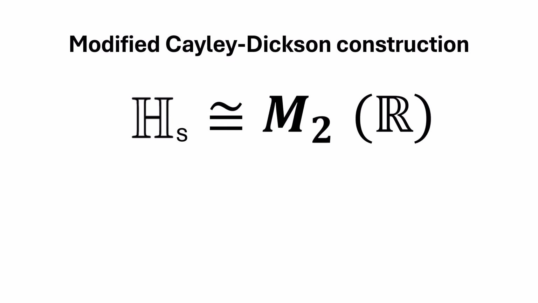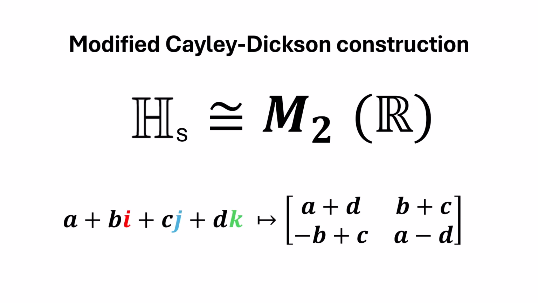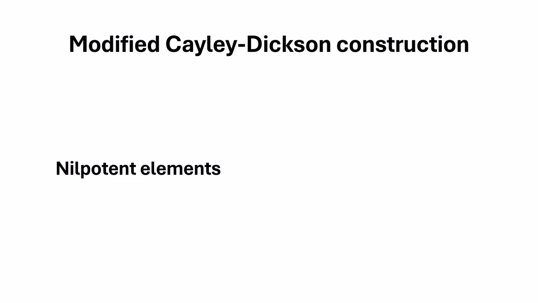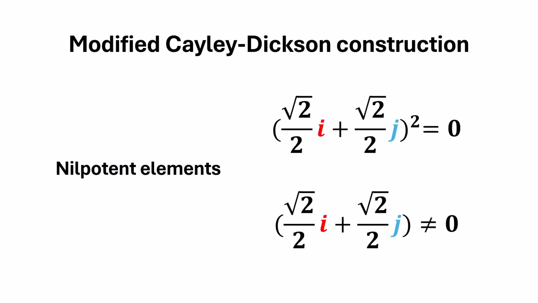An interesting fact about them is that they are isomorphic to the set of 2x2 real matrices. This means that we can define a mapping between them so that each 2x2 real matrix has a corresponding split quaternion number, and the structure of operations such as addition and multiplication is preserved. Another interesting feature is the presence of nilpotent elements. These are numbers that equal 0 when squared but aren't 0 themselves.